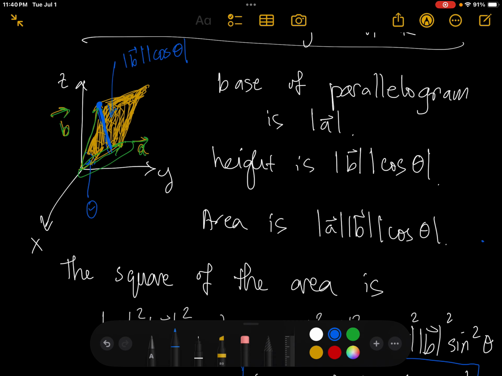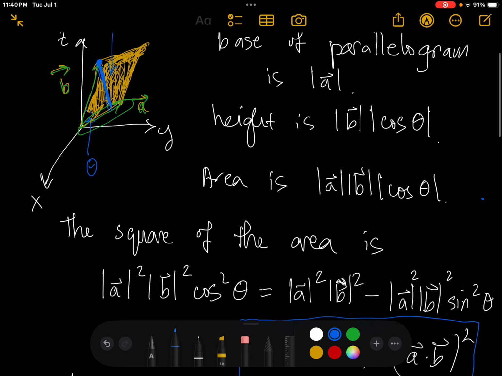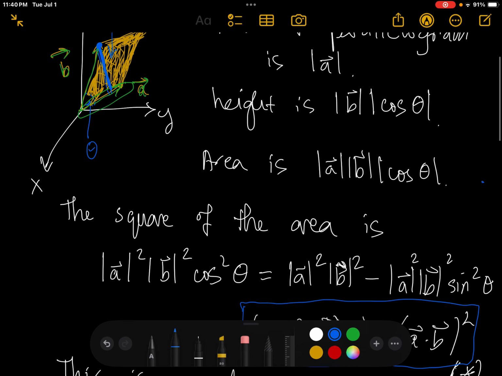The reason I put magnitude is because cosine of theta might be negative. In this picture I drew the parallelogram so that A and B make an acute angle, but they could make an obtuse angle, and then cosine would be negative, but you still have that the height would be the magnitude of B times the absolute value of cosine of theta. So that's the height of this parallelogram, and therefore the area is the product of the base and the height. That's just the formula for the area of the parallelogram, and when you put that together, you get this number.